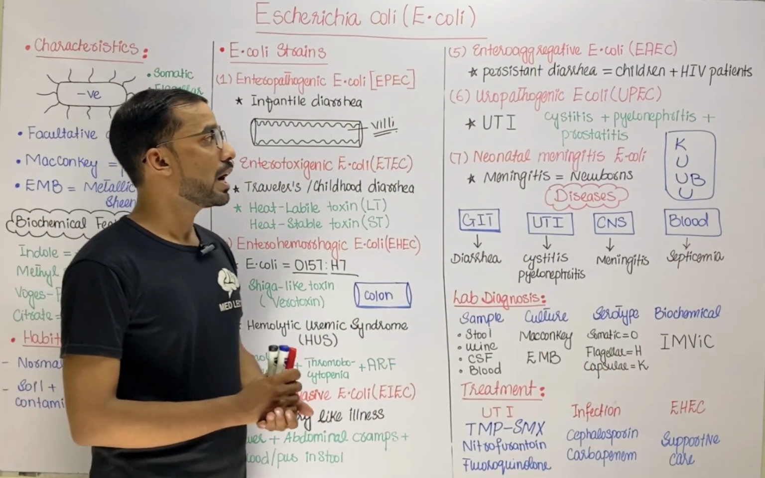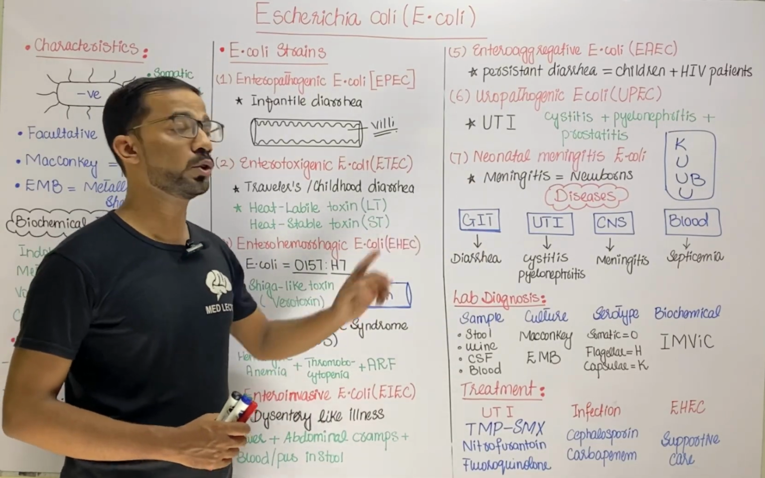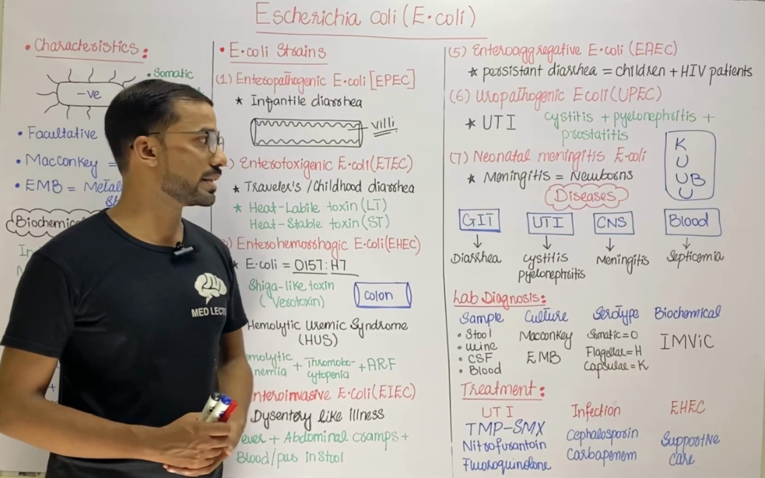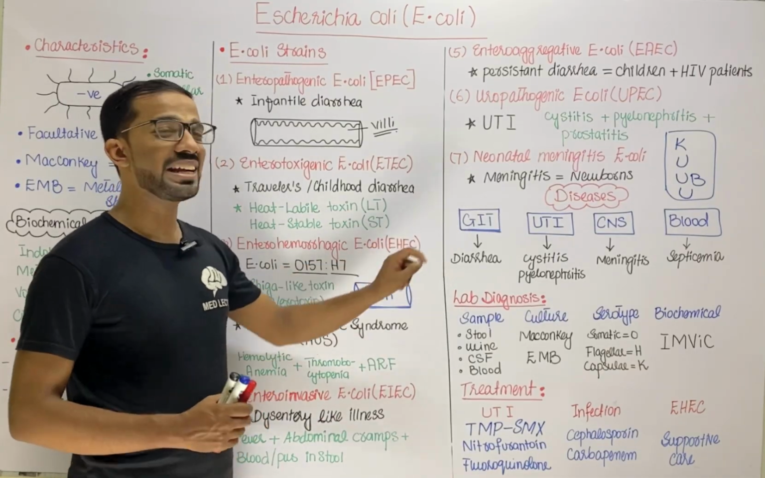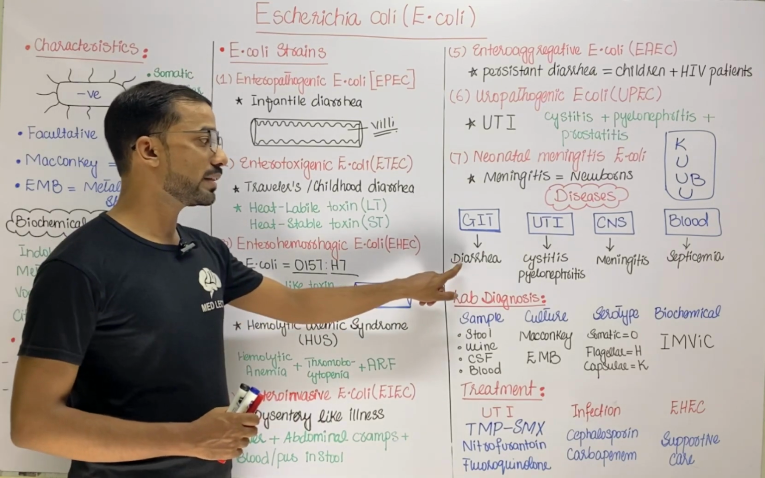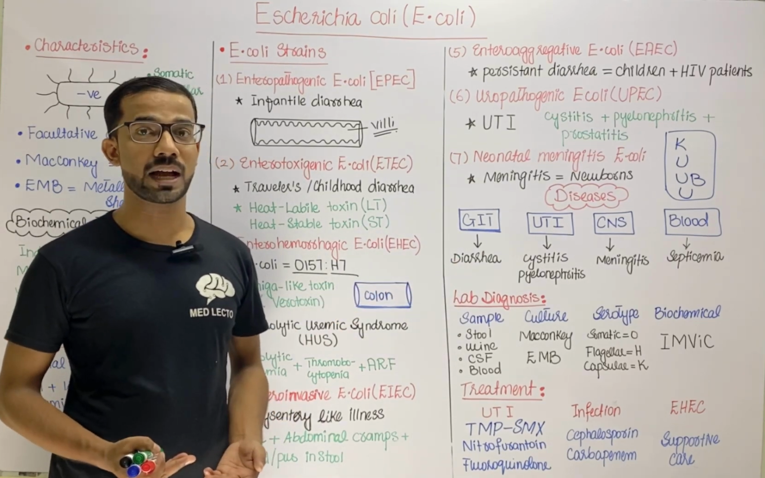Next, neonatal meningitis E. coli. It causes meningitis in newborns. So these are the different strains that cause different diseases. So what types of diseases? If it disrupts the GIT, gastrointestinal tract, in that case you will see diarrhea. It can be watery, it can be bloody diarrhea.